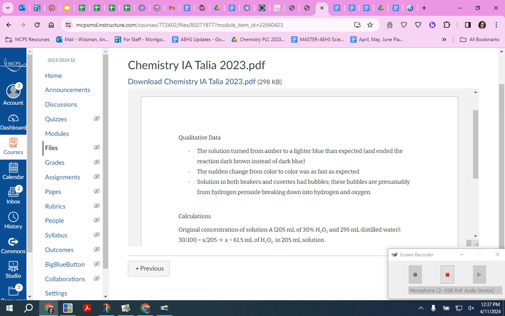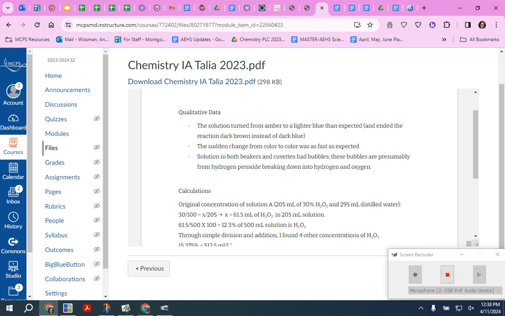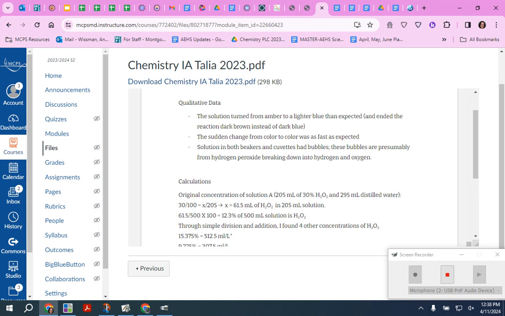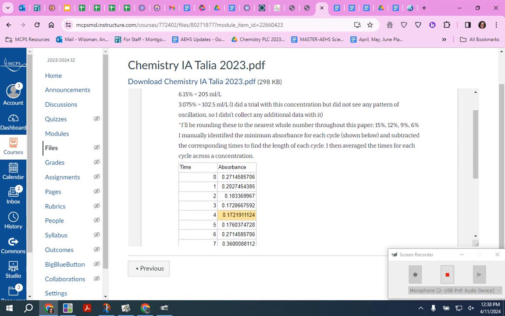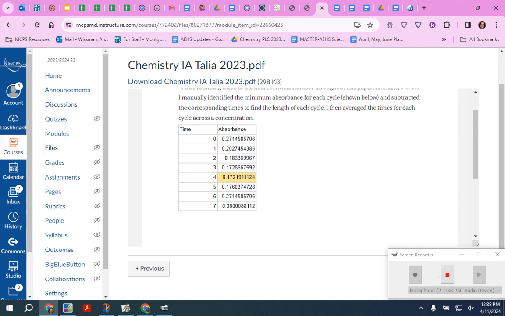Qualitative data: what did it look like? A sudden change between colors. Here it was a little bit lighter blue than she expected. There were bubbles in the cuvettes, which comes into play later. So this is a qualitative piece of data, an observation that she made that is then going to come back around when she gets to evaluating. Then calculations for making up the solutions, calculations for the absorbance.